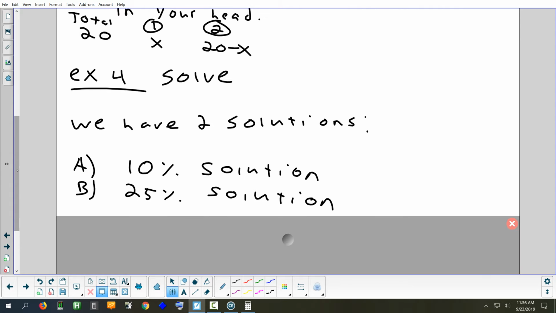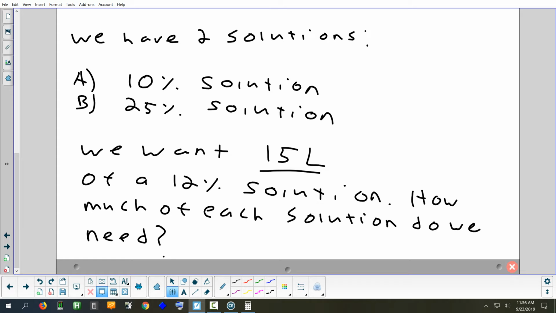Okay, so we have two solutions, a 10% and a 25%. I want to mix them together to end up with a 15%. I'm sorry, 12%. And I want 15 liters. So just by looking at it, which solution are we definitely going to use more of?